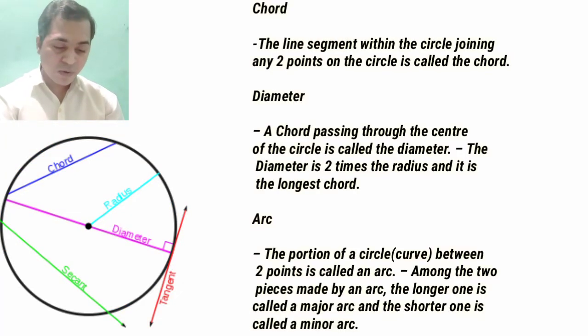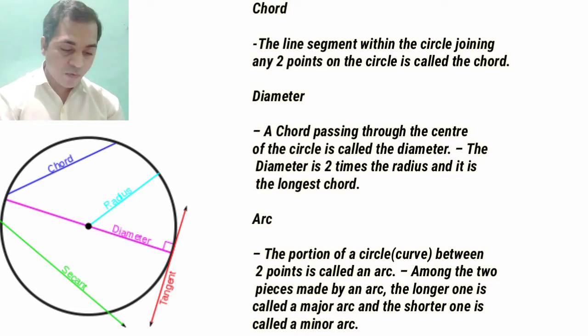In this slide we will discuss chord, diameter and arc. So what is a chord, students? A chord is a line segment having its end points on the circle. The line segment within the circle joining 2 points on the circle is called a chord. Diameter is a chord which passes through the center of a circle. The chord passing through the center of the circle is called the diameter. The diameter is 2 times the radius. What is the property of the diameter? It is 2 times the radius.